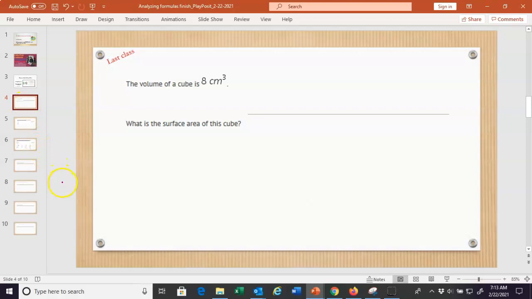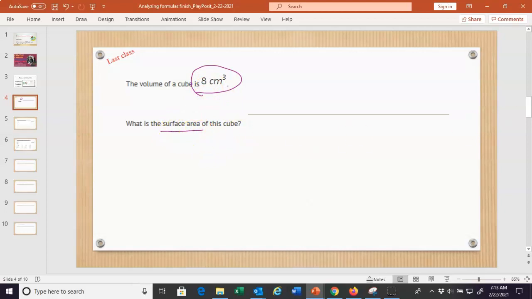So we're just going to finish up things on the formula sheet. There are a few questions that we did not get to last class, and these notes are in that packet from last class. It says the volume of a cube is 8 centimeters cubed. What is the surface area? All we have is this one single number, and then it wants the surface area.